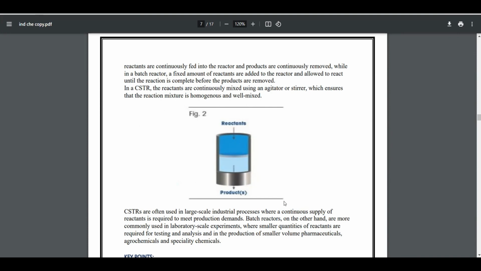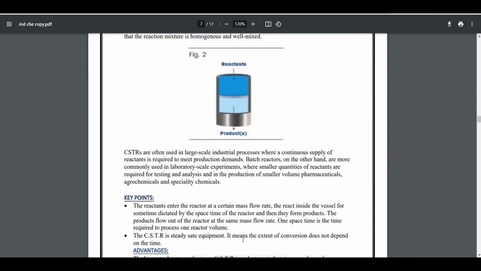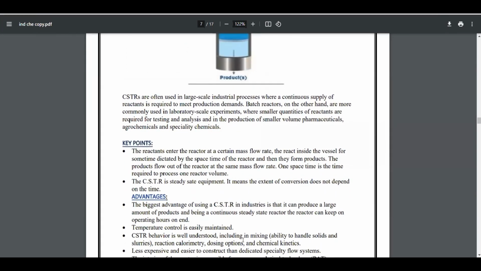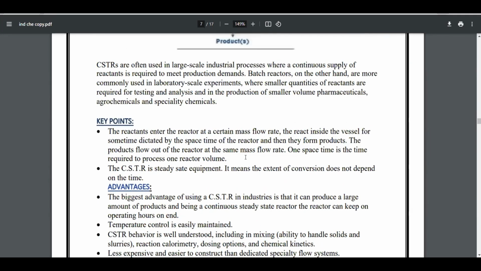On the other hand, batch reactors are used in laboratory scale experiments where smaller quantities of reactant are required for testing and analysis. Now there are some key points. CSTR is a steady state equipment. It means the extent of conversion here in CSTR does not depend upon time. And the reactant and the product both enter the vessel at the same mass flow rate.